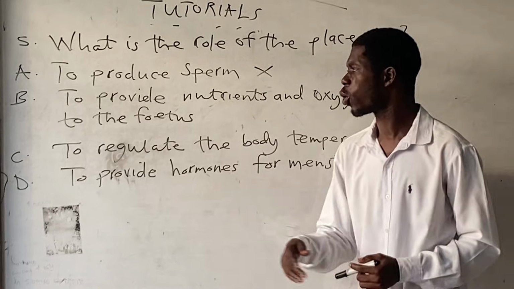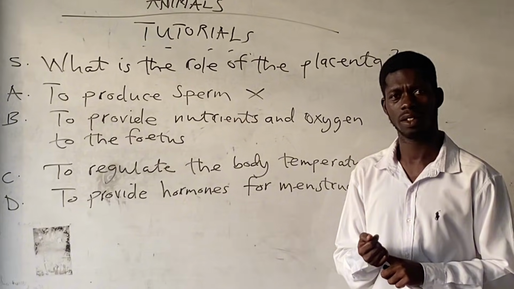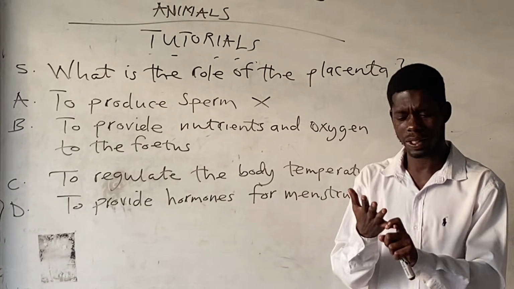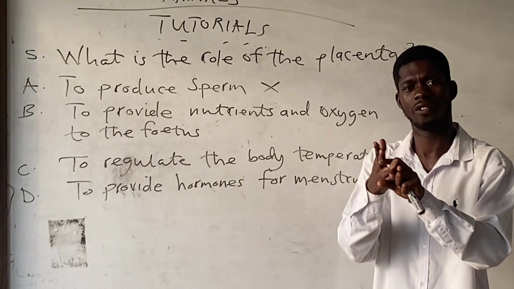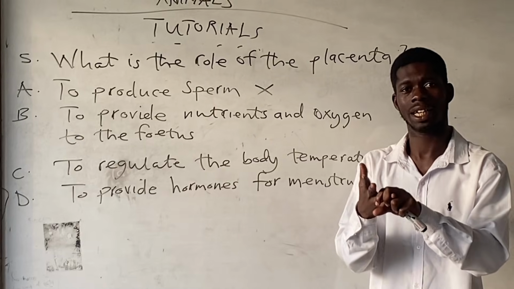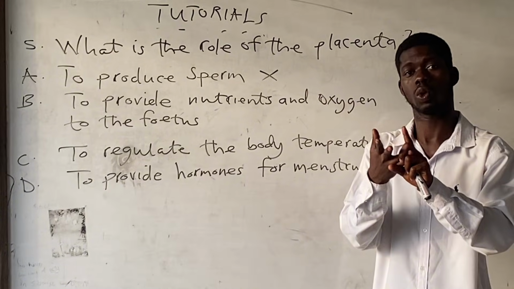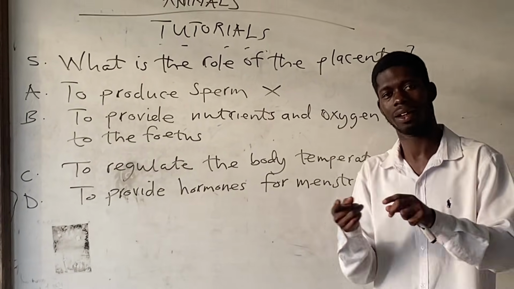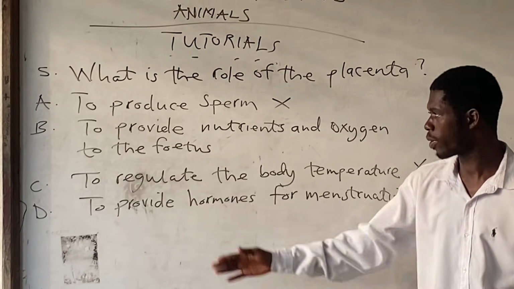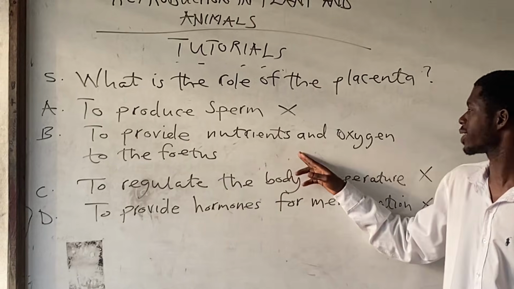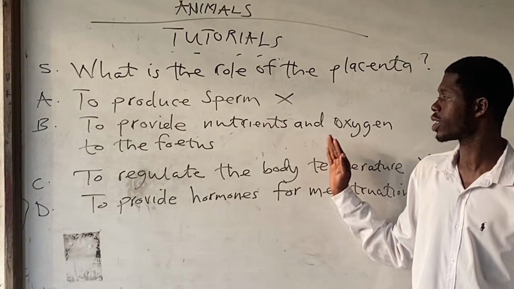Yes. So when I was teaching that topic, I said that placenta will provide nutrients for the baby. I said placenta provides oxygen for the developing fetus as well. And I said the placenta helps the fetus to remove waste to the mother. So I gave you 3 roles of the placenta. Now you can see 2 of them here. It says to provide nutrients and oxygen to the fetus.